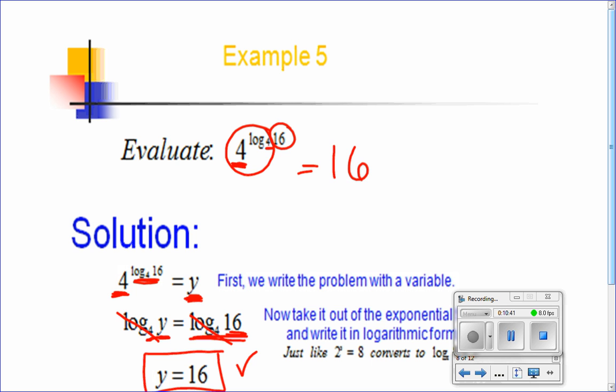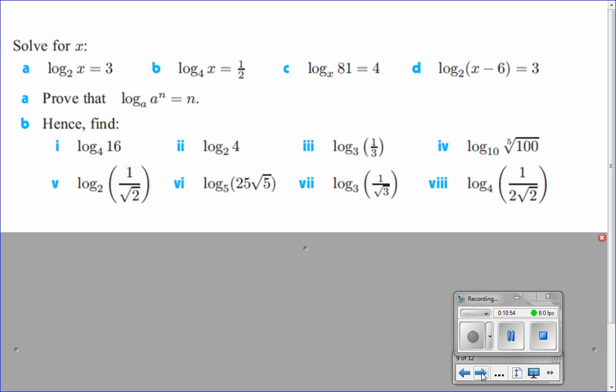So if the base of your exponent is equal to the base of your logarithm that happens to be in your power, then whatever this value is going to be what it's equal to. Okay, some practice.